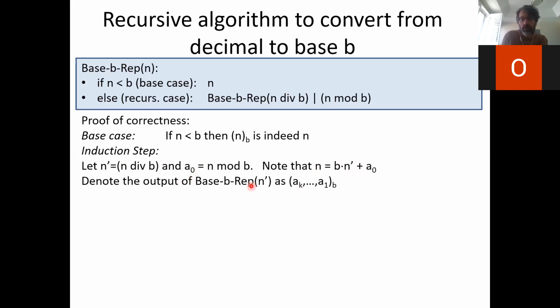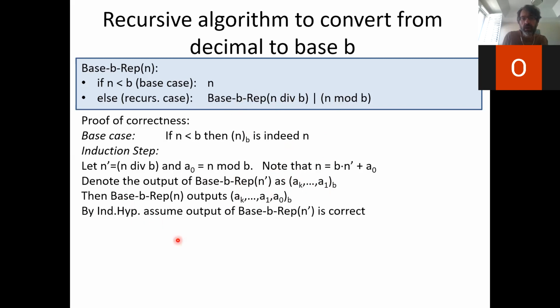Okay. Now, let these digits be spit out by the recursive call. So denote them in this way. It's a1, the next digit, and all these remaining ones, right? Now, if a_k to a_1 is the output of this call, and you denote the last digit as a0, the whole algorithm is going to return this string as the base b representation of n. Now, by inductive hypothesis, you assume that this call was correct because it's on a smaller number. You have reduced the size. So you assume it's correct. What does it mean? This means that this thing is a correct base b representation of n prime.